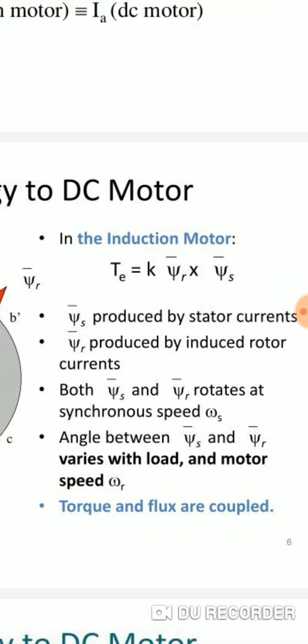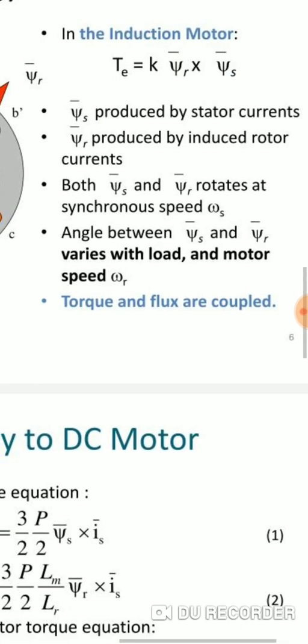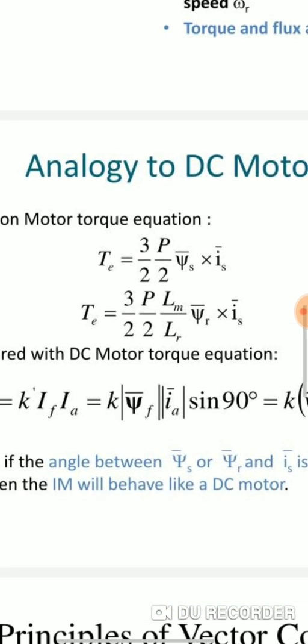In the DC motor, torque is directly proportional to K phi into Ia, whereas in the induction motor it is K into phi S into phi R, where phi S is the stator flux and phi R is the induced rotor flux. So we are just decoupling these two quantities. One is responsible for the torque, another one is responsible for the speed, which is also known as the flux component. And these are all the formulas.